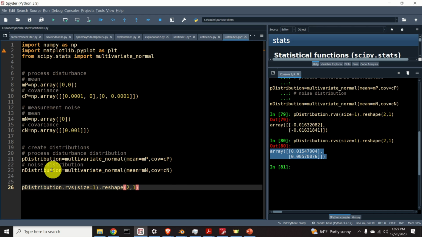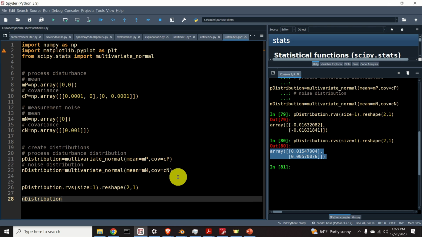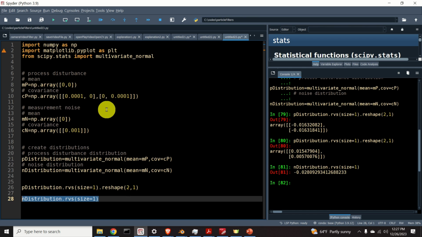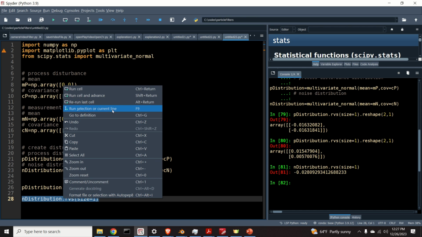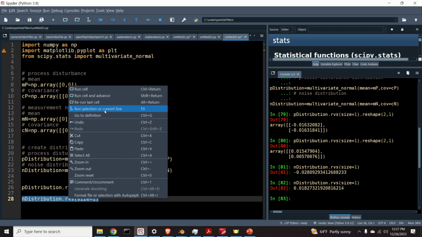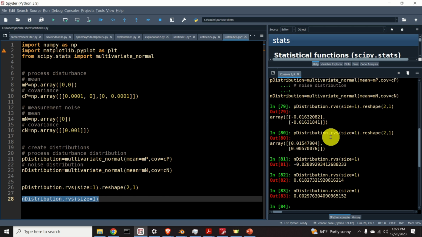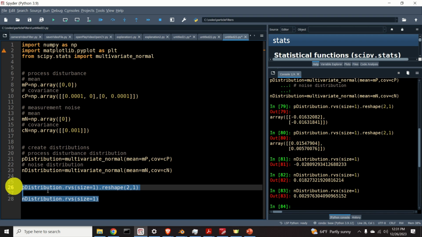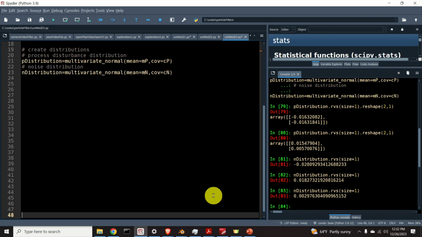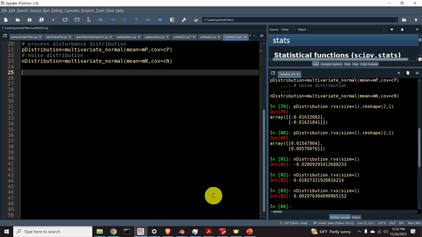We do the same thing for our noise. We just need to write the name of our object, RVS, then we specify the size, and over here we don't even need to reshape it. And here it is. Here is a sample of my measurement noise. Here is another sample, yet another sample, etc. Next, let's erase these two code lines since we don't need them. Okay, the next step is to define a continuous time state space model and to discretize it. Let's do it.